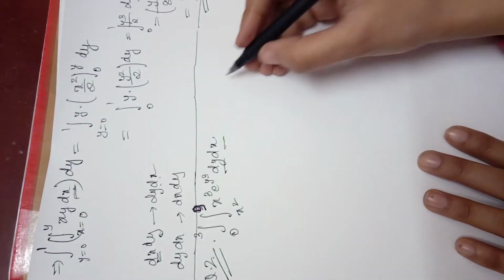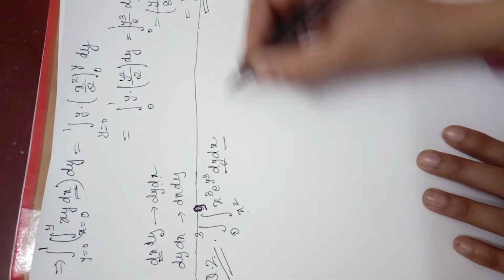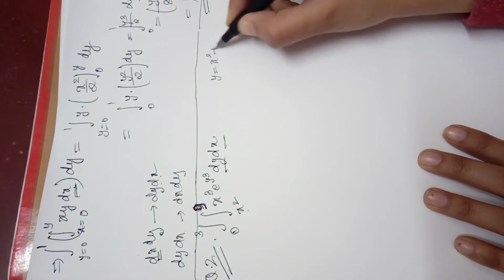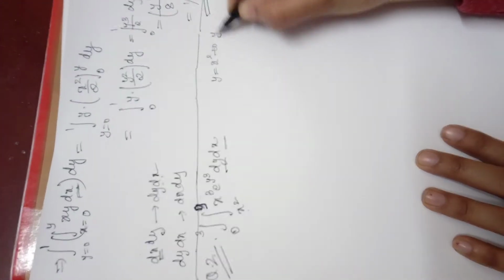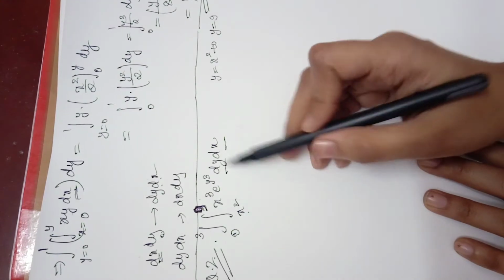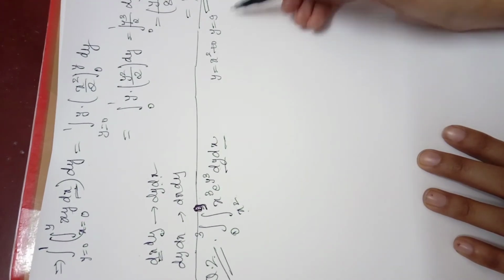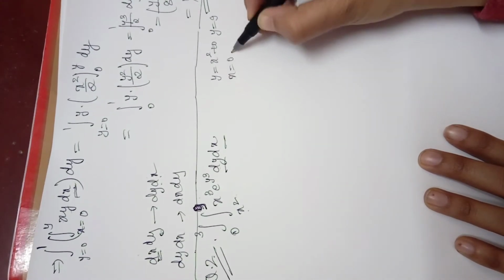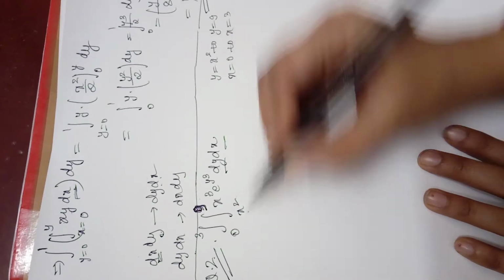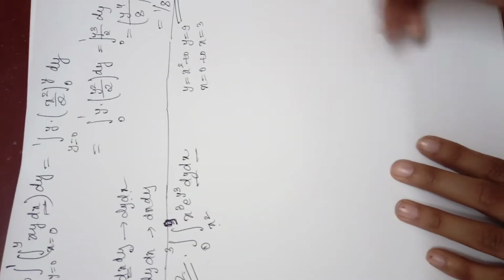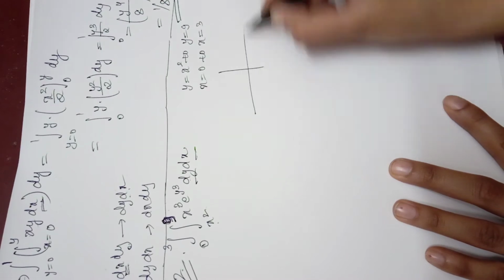And what would be the shaded region for this? It starts from y equal to x square and it goes to y equal to 9. This is the first thing that you should do after getting a question. You just find out what the limits are and how the plot looks like. So x equal to 0 to x equal to 3. Fine. Now how is this graph going to look?